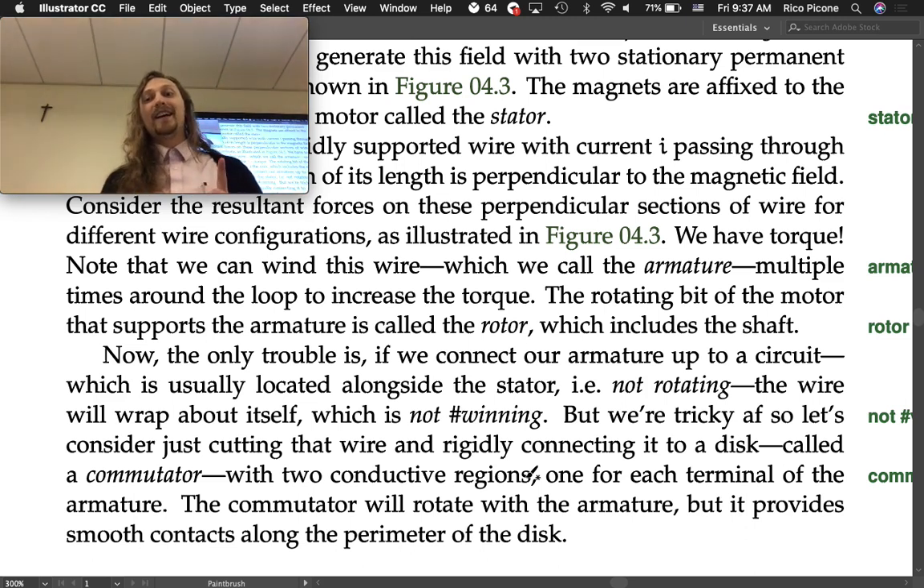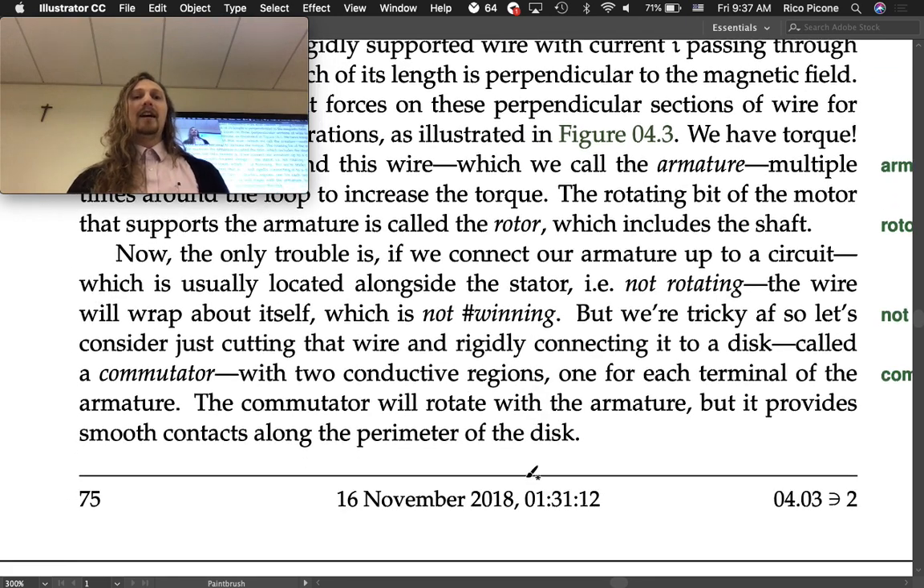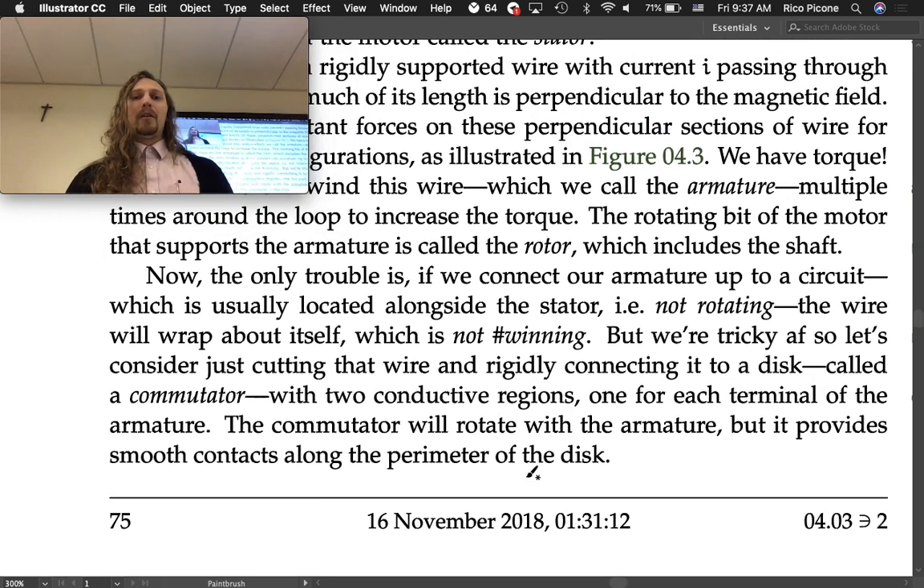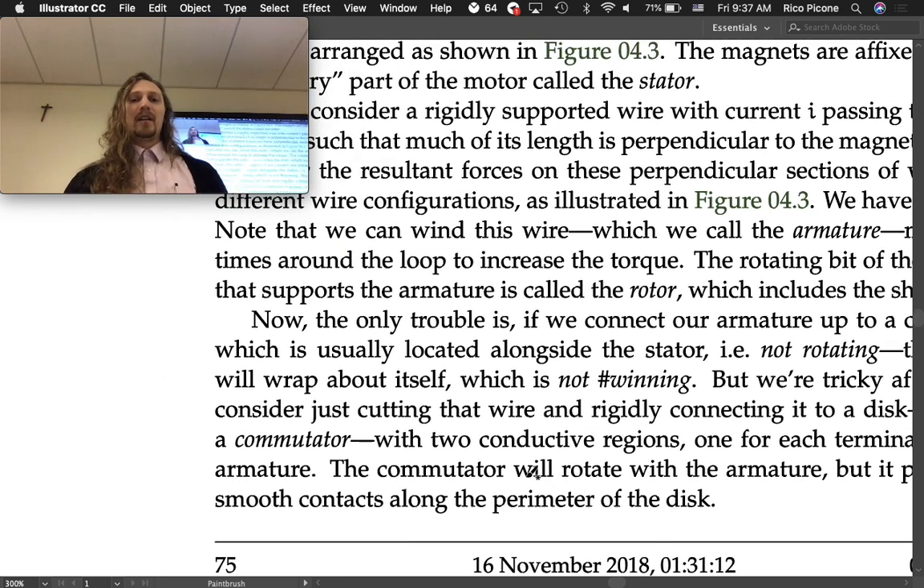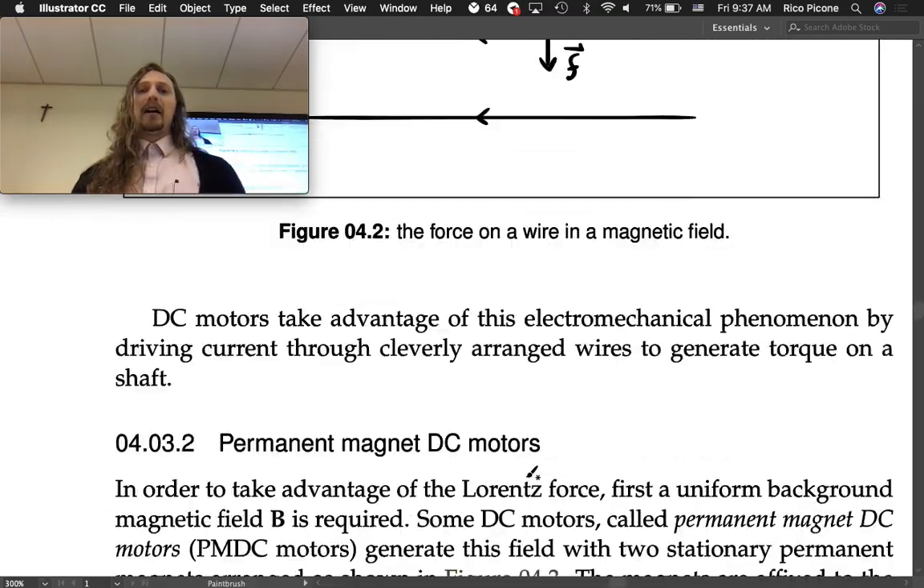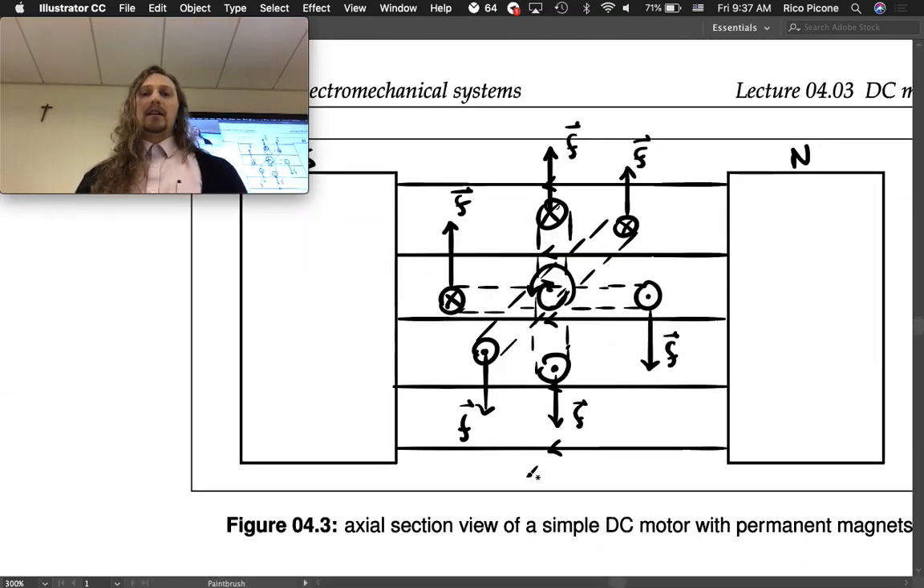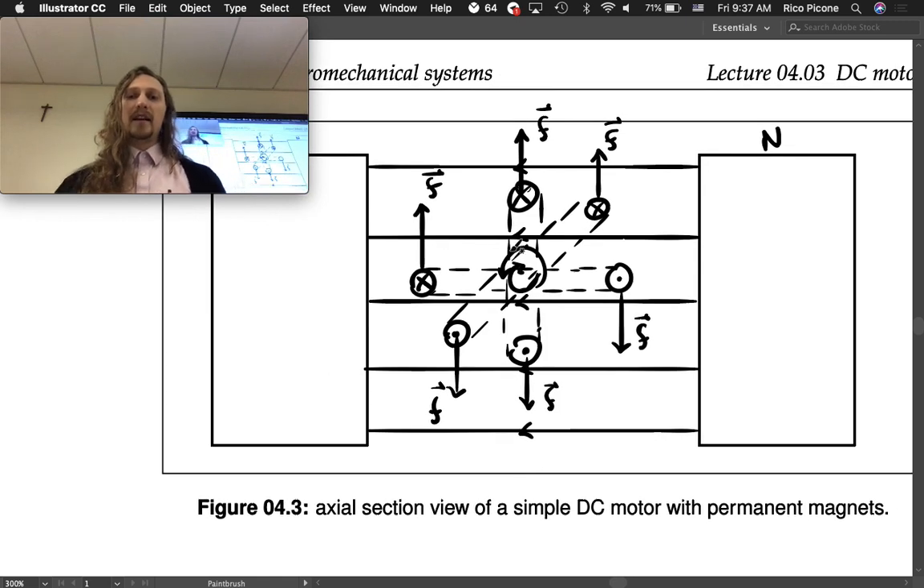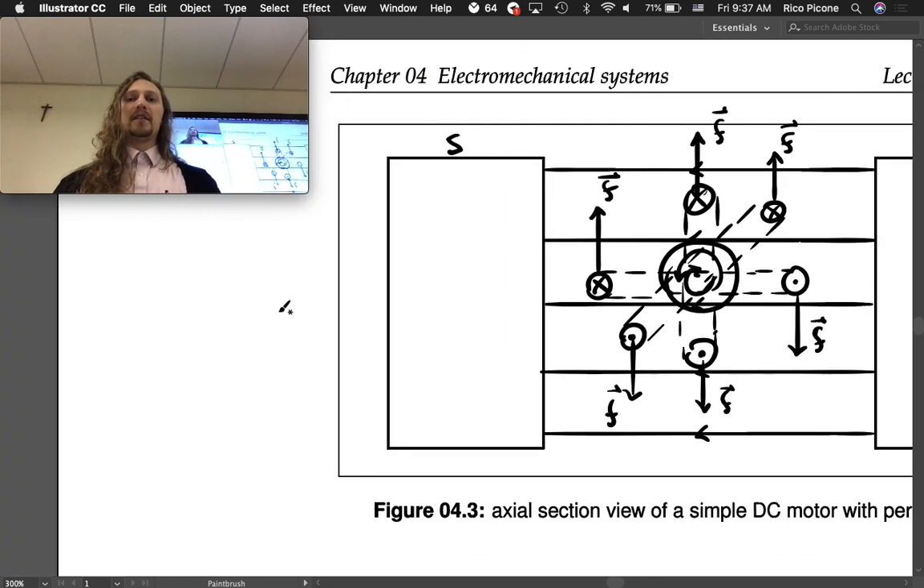But we're tricky, so let's consider just cutting that wire and rigidly connecting it to a disc called a commutator with two conductive regions, one for each terminal of the armature. So let's, I could draw it on here. I'll draw it as this is where it would exist. So the commutator would go right here. But let's pull it out because it's a little bit messy in there.